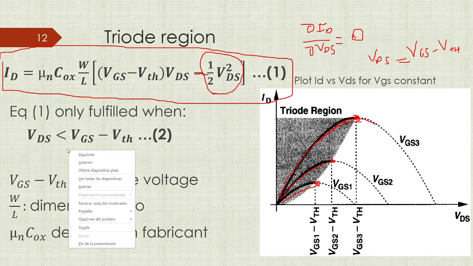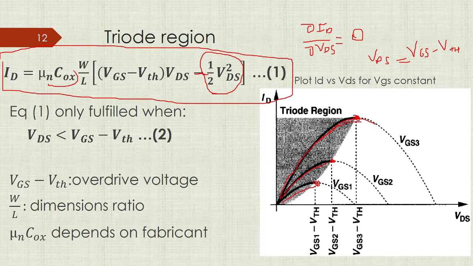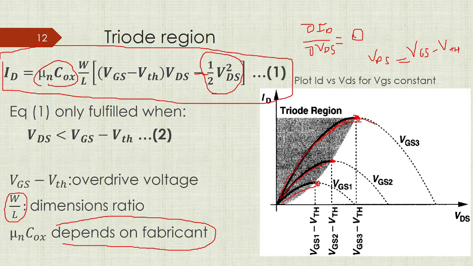The mobility times the capacitance of the oxide is usually provided by the manufacturer, and we design our circuits by changing the aspect ratio of the transistor, and also depending on the bias voltage. Gate source, we can vary the gate source voltage, and we will call VGS minus VTH the overdrive voltage. Also, the VTH voltage depends on the fabrication process. It's not a physical component, but more a mathematical assumption that we use.